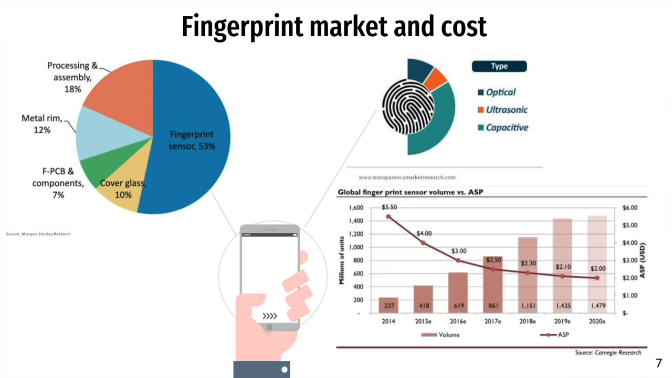The last graph shows the relationship between the volume of fingerprint sensor units sold globally and the corresponding average selling price over a given period. The volume represents the number of units sold, while the ASP indicates the average price at which those units are sold. By years, the price of fingerprint sensor decreased and goes to $2 per unit in 2020.